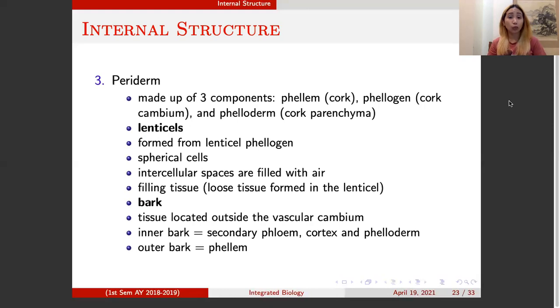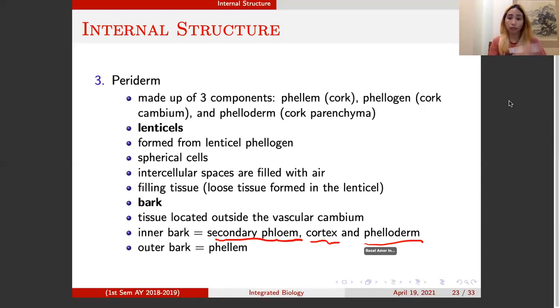Unlike the wood, which is mainly made up of secondary xylem, the bark is not made up of just secondary phloem. The bark is made up of the periderm and the phloem, the secondary phloem at that. So the inner bark is made up of, as you can see here, the secondary phloem, the cortex, and the phelloderm.